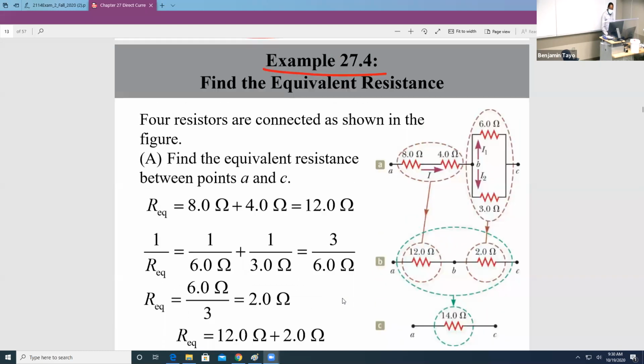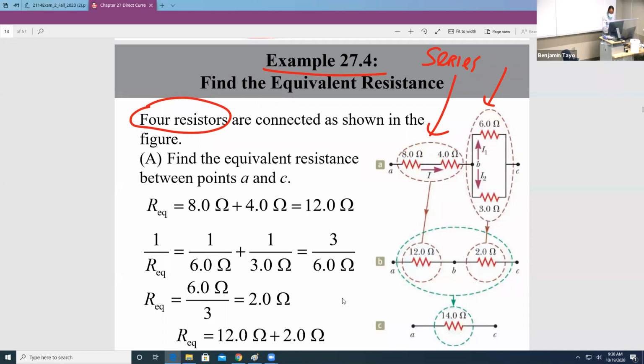Now, in example number 7.2, it says that we have a total of 4 resistors. And these resistors are connected such that, for example, the first 2 are connected in series. And those would be in parallel. Now, if you want to combine, we can combine these 2 together.